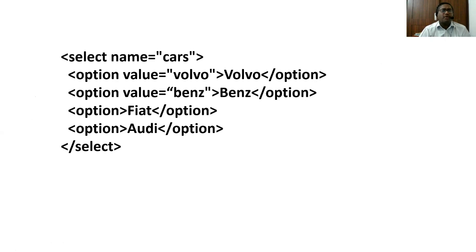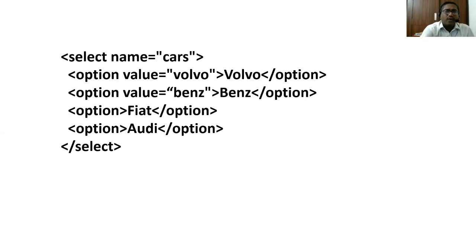It is also called a combo box. Here in HTML, it is a select control: select name equal to cars. If you want to display 4 items, you can use size equal to 4. Name equal to cars, size equal to 4. If you want to display multiple items, you can use the multiple attribute.